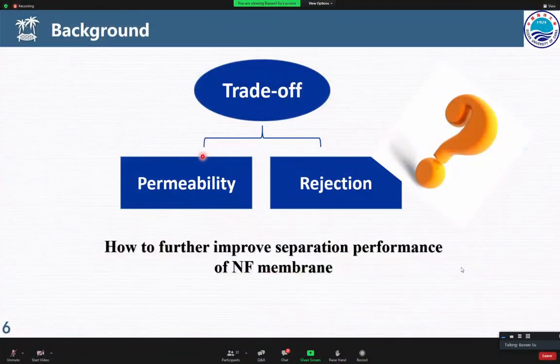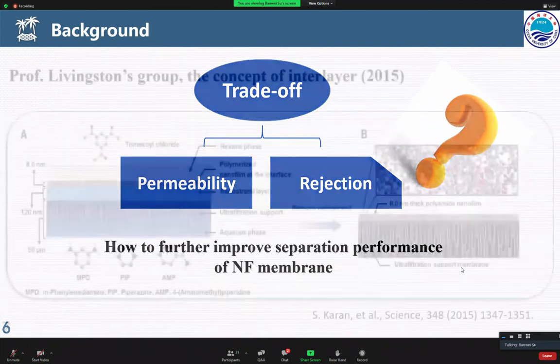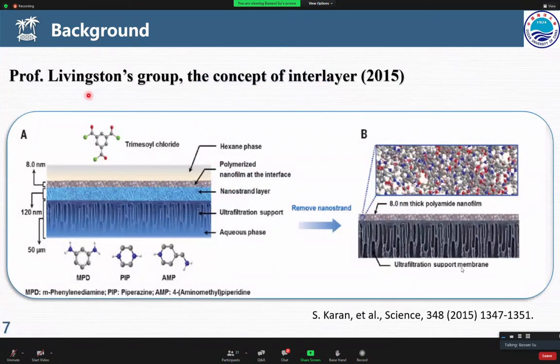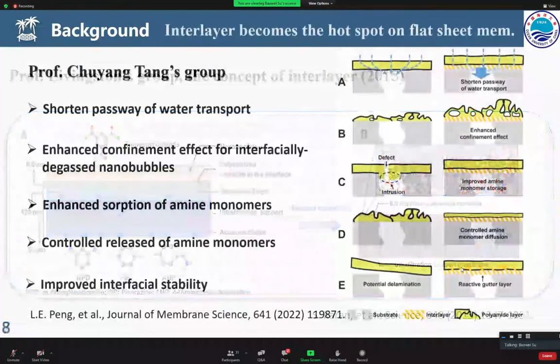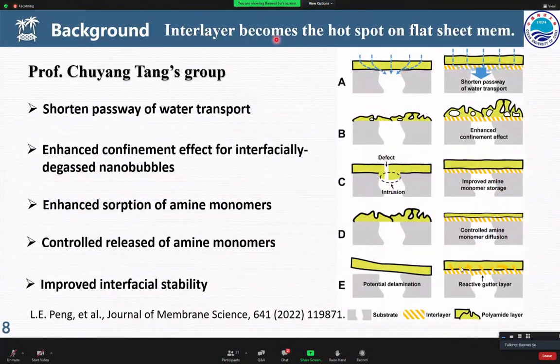for membrane application. But for hollow fiber membrane, similar to IF membrane and flat sheet membrane, there is also a trade-off between permeability and rejection. How to solve this problem? It is just a question. We know Professor Livingston's group proposed the concept of interlayer in 2015 by using a nanostrand layer. From then on, the concept of interlayer has become a hotspot on flat sheet membranes.